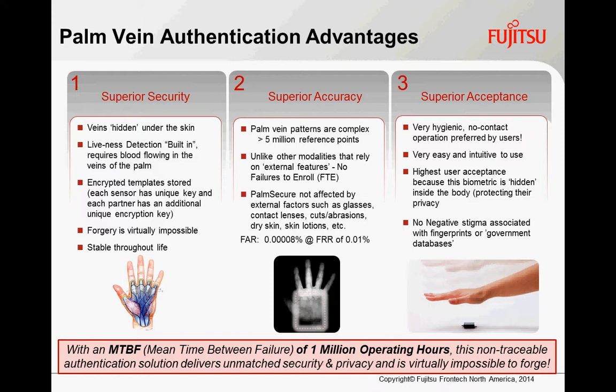In terms of accuracy, the inherent complexity of the palm vein pattern means that there are no failures to enroll. Also, the false acceptance rate and false rejection rate are extremely low by industry standards, and the PalmSecure unit is hardly affected by dirt and skin condition and so on. In terms of user acceptance, users respond very positively because the unit is very fast and easy to use, it's hygienic, and the biometric remains hidden.